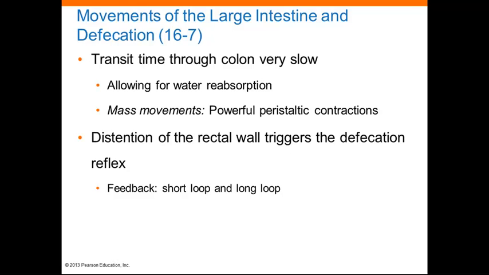Distension of the rectal wall triggers the defecation reflex, which involves two feedback loops. In the short loop, stretch receptors in the rectal wall stimulate local peristalsis, which moves the feces towards the anus and distends the rectum. In the long loop, it stimulates a parasympathetic reflex, which triggers involuntary relaxation of the internal sphincter, but conscious relaxation of the external sphincter is still required for passage of the feces.